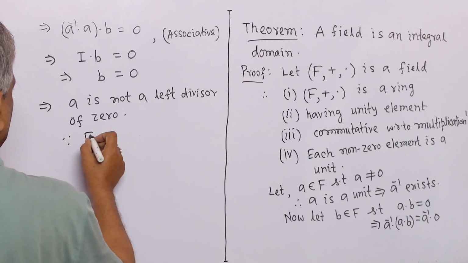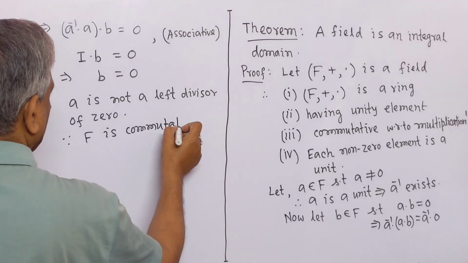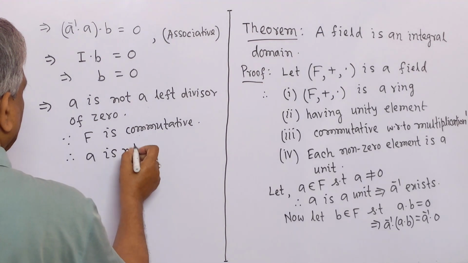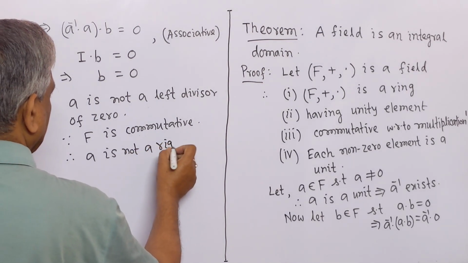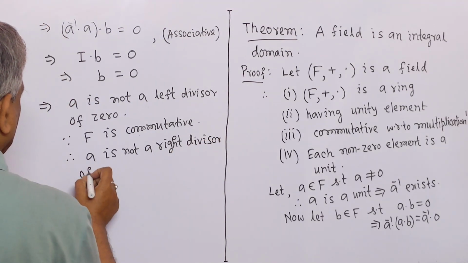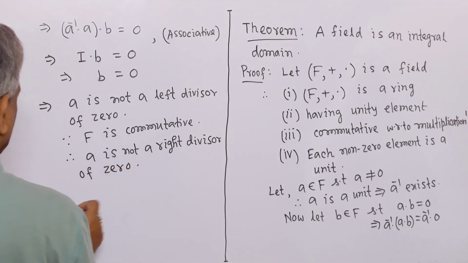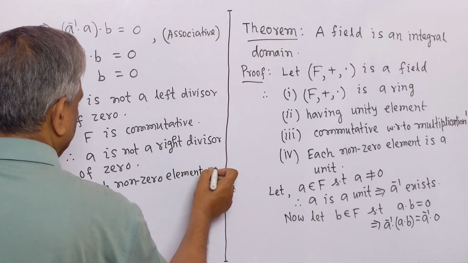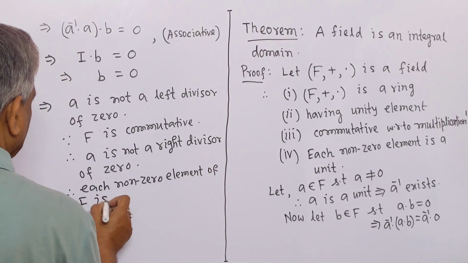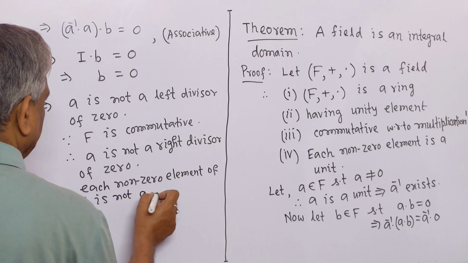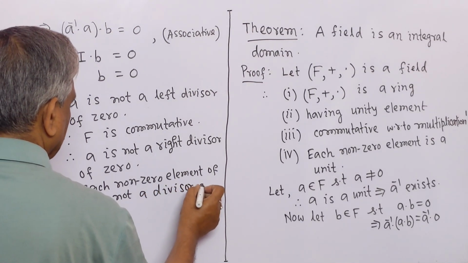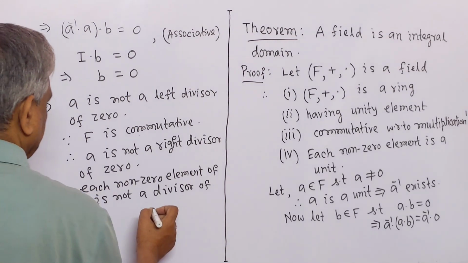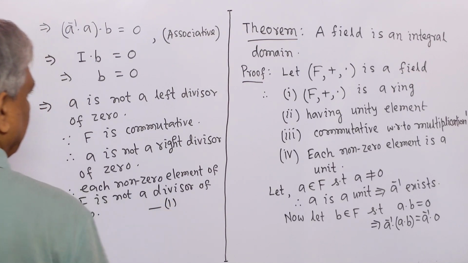Since F is commutative, therefore a is not a right divisor of 0. Therefore, each non-zero element of F is not a divisor of 0. This is number 1.